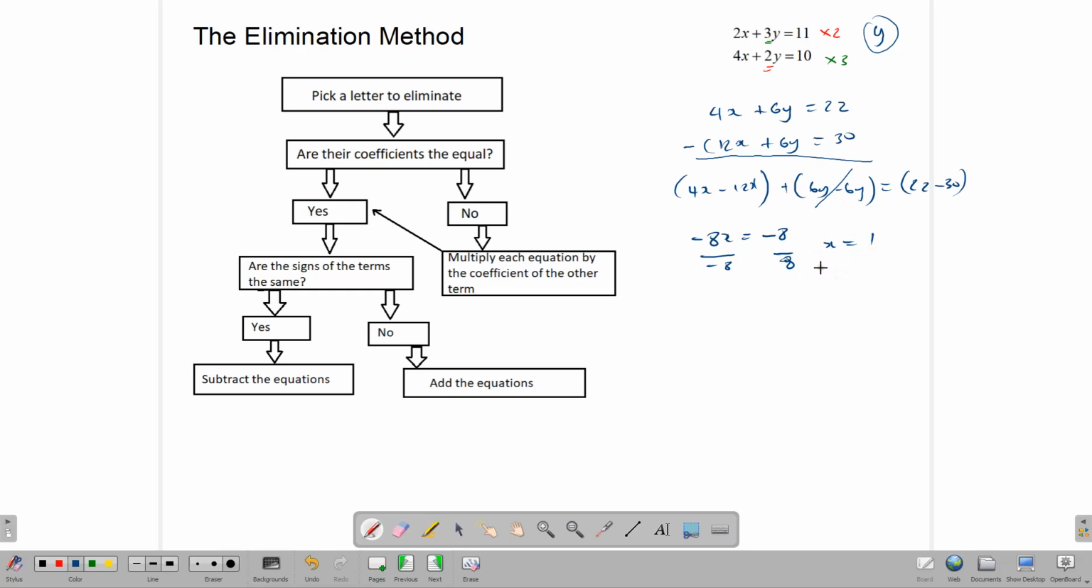Now that we know that x is 1, we can substitute this value into one of the equations. I'm going to be using the second equation this time.